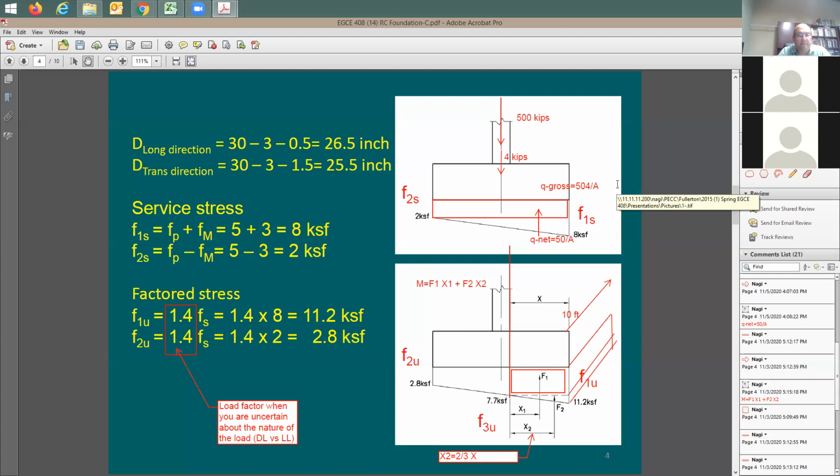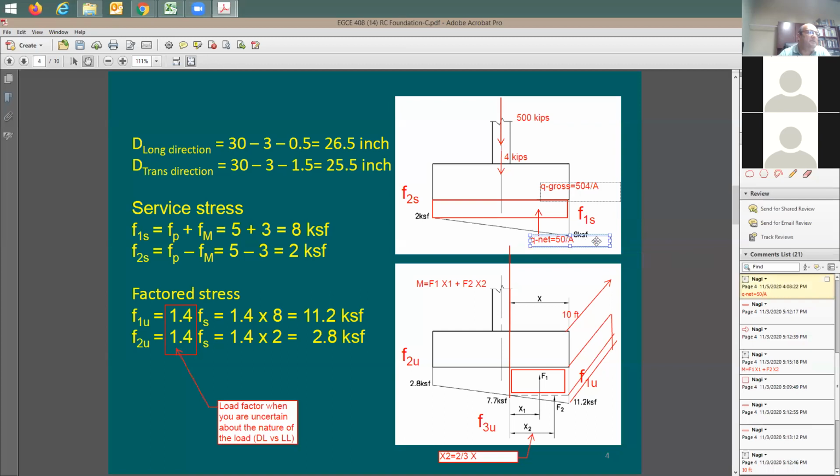Professor, is the Q net 500 over A or 50 over A? Why 50? Because you put 50. Oh, the one at the bottom here? Yeah, I see that I didn't press enough. Oh, yeah, thank you for bringing this to my attention. I'm going to say 500 divided by A. Thank you very much.